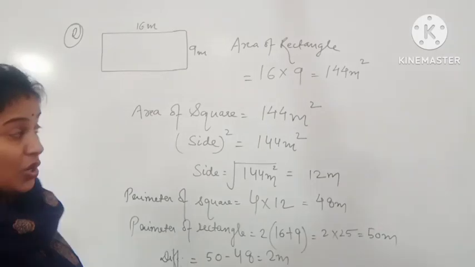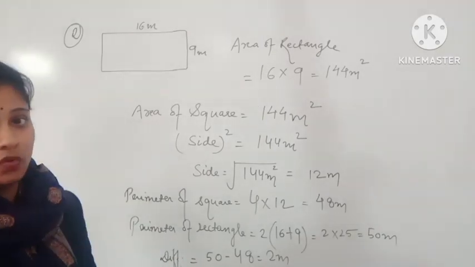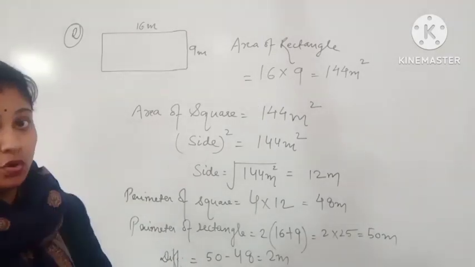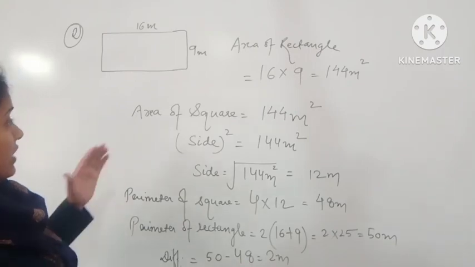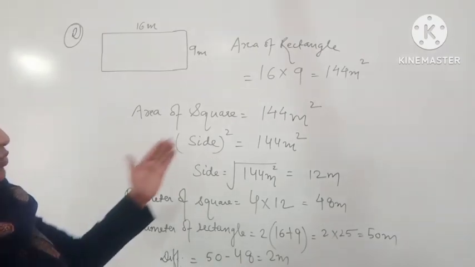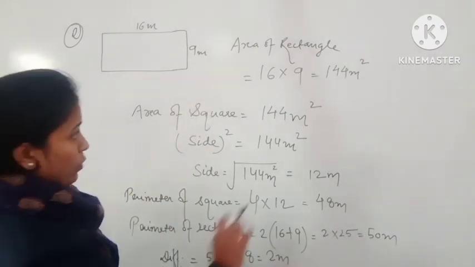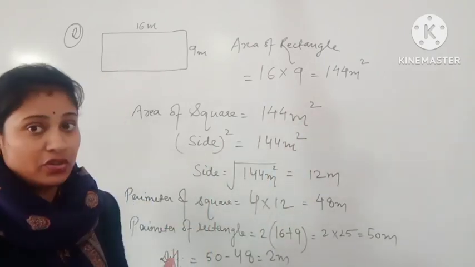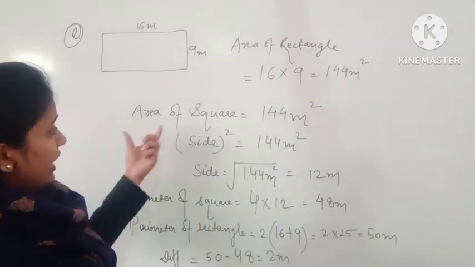Please do have a quick look over the numerical so that we can go for the next one. In this numerical, first we have found the area of the rectangle, which comes out to be 144. And as per the given question, the area of the rectangle is equal to the area of a square.